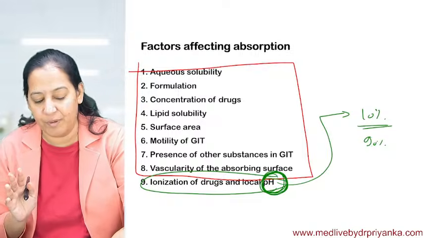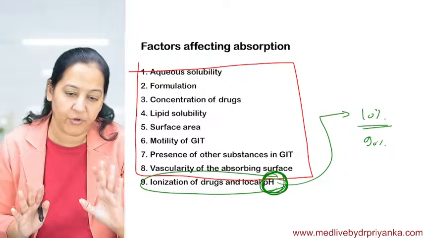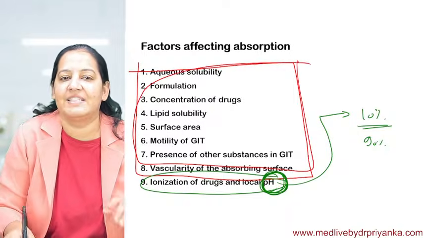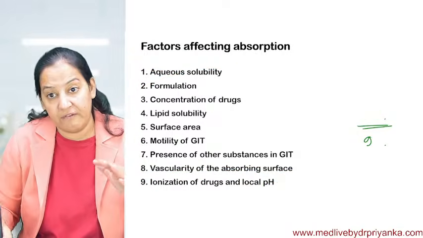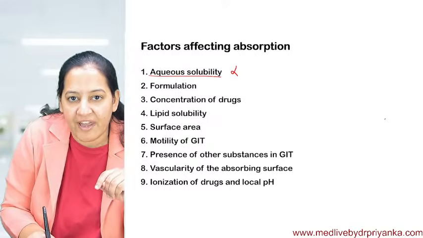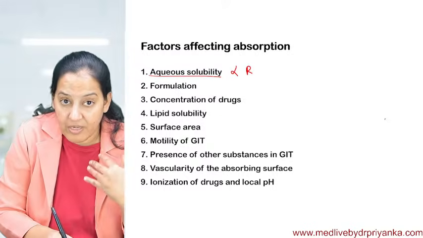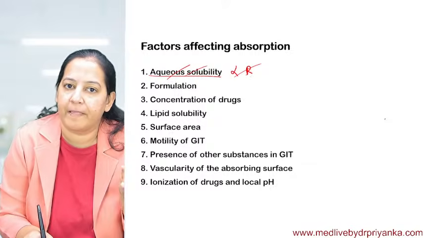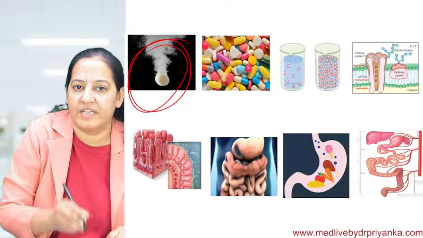I'm not scaring you, people. It's tricky. So you have to focus on your gadgets here. Let's revise these 8 and finish them, pack them. They were very easy. What are these first 8 factors? Then we will come to the real challenge, the 9th one. The first factor is aqueous solubility. Aqueous solubility is directly proportional to rate of absorption. The more aqueous soluble a tablet is, the faster it is absorbed. If it is less soluble, it will be less absorbed. Aqueous solubility, the first factor.